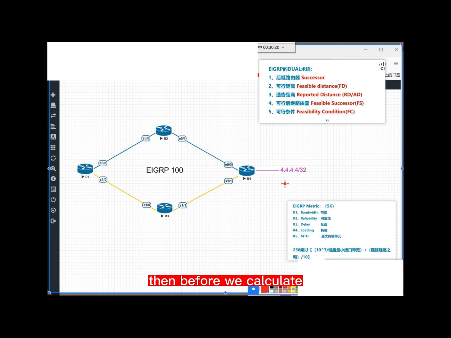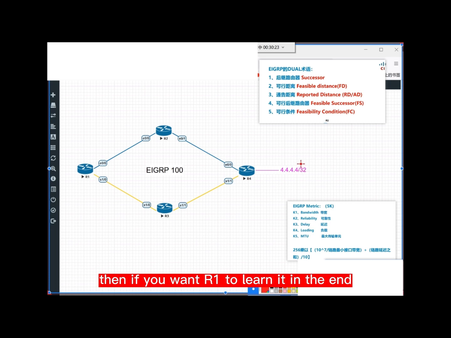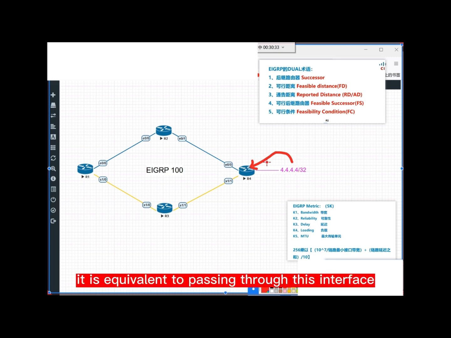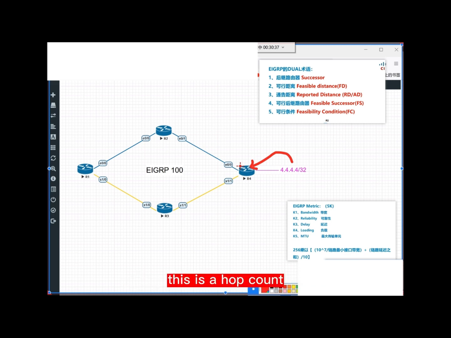Before we calculate, everyone should know how this route came through. There is a 4.4.4.4 route here. If you want R1 to learn it in the end, what is its transmission direction? First of all, it needs to be transmitted to R4 through this loopback port. It must be an interface of the local device, equivalent to passing through the local loopback port. This is a hop count.